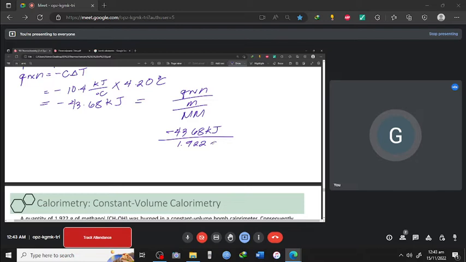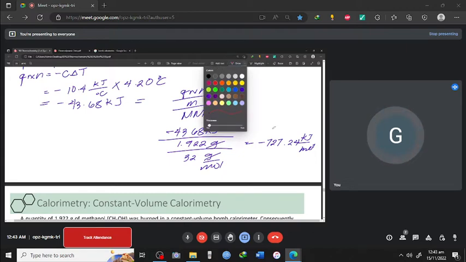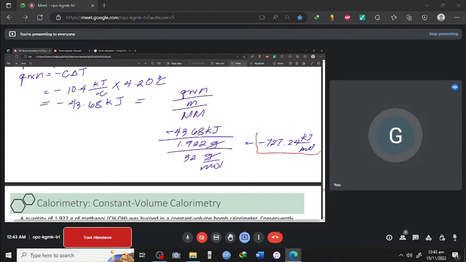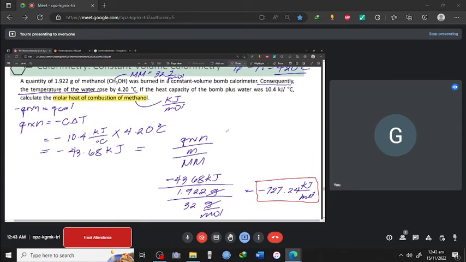1.922 grams over yung molar mass natin is 32 grams per mole. Okay, so cancel yung grams. From here, yung answer nating makukuha is negative 727.24 kilojoules per mole. So itong negative 727.24 kilojoules per mole, ito yung tinatawag nating molar heat of combustion ni methanol.